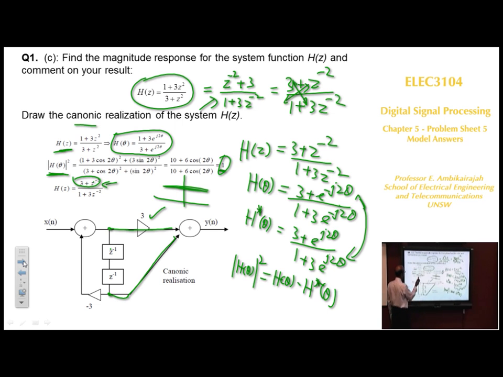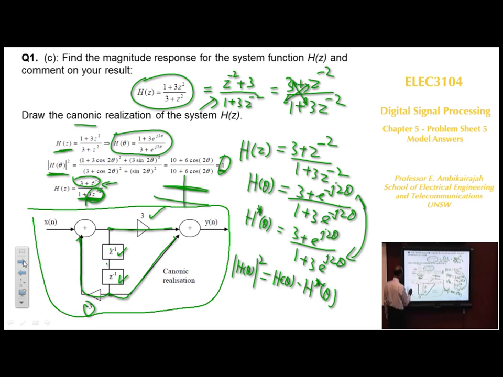That's y(n). Then if you look at the feedback, there's nothing on z^-1 because there's no z^-1 here. Only 3 z^-2, so it will be minus 3 and z^-2, z^-1, z^-2. And add them up. That becomes your canonic realization.